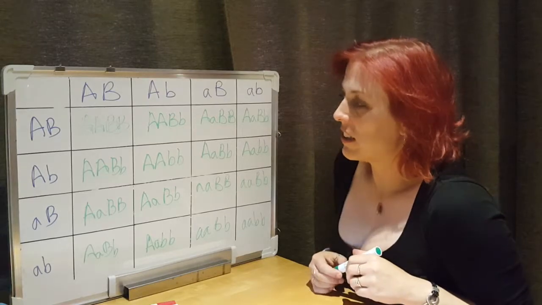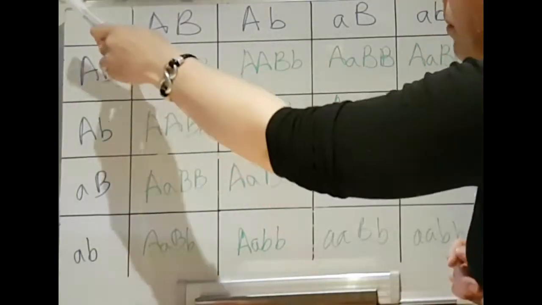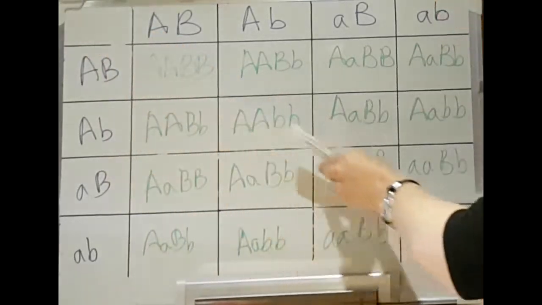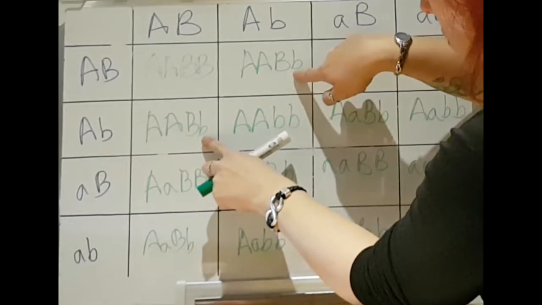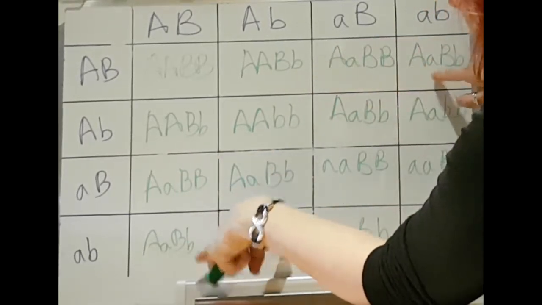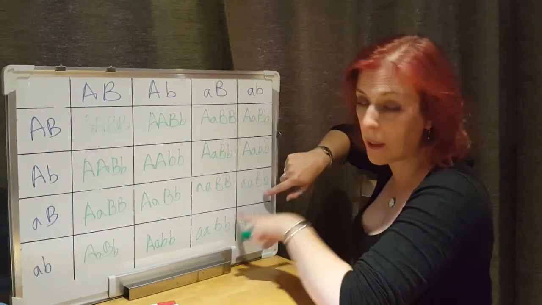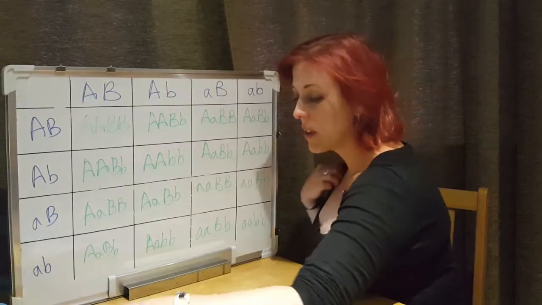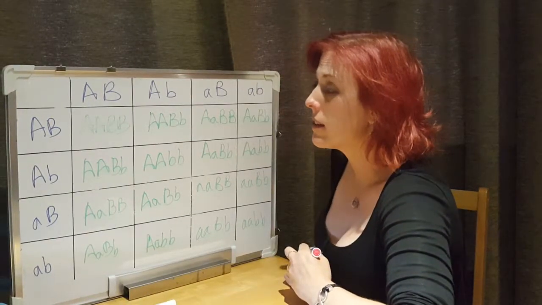If you're struggling to fill in these Punnett squares, then a useful trick is to remember that all the way along this diagonal you've got a symmetry. So you've got the same combinations of alleles here, here, here, here, here, and here. Okay. Now we need to look at the phenotypes of each of these.